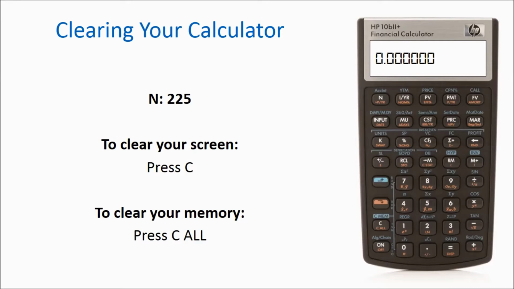To summarize, if you just made a typo and you want to clear your screen, don't be afraid to use the C key. It will not erase your work. If you want to erase all the values you entered, press Clear All. I recommend pressing Clear All before starting every new question. This will make sure you don't have any values from the previous question still stored in the memory of your calculator.